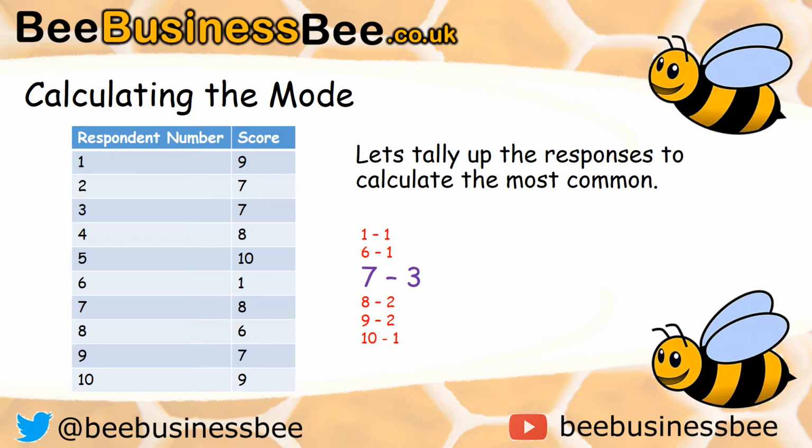The first thing we need to do with our data set is tally up all the responses that we've got. So you can see what I've done there on the right hand side. I have one person who gave the score 1. I have one person who gave the score 6. I have 3 people who gave the score 7. I have 2 people who gave the score 8. I have 2 people who gave the score 9. And I have one person who gave the score 10. It's clear to see the most common response was 7, so that is my mode. It really is as simple as that.